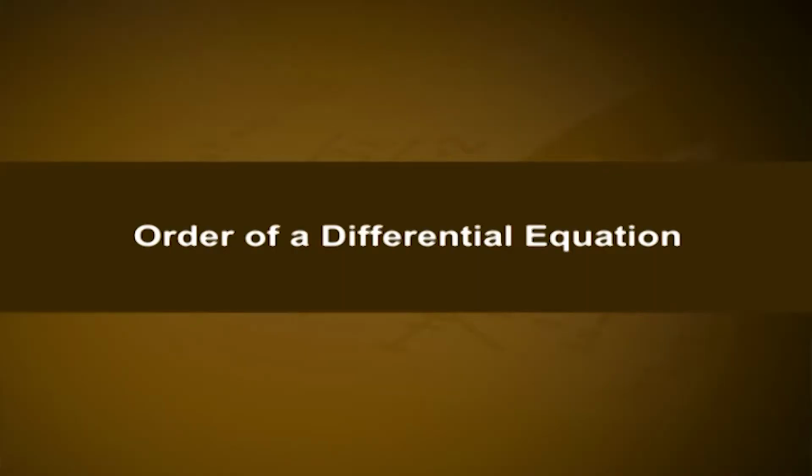Order of a differential equation. The order of the highest order derivative involved in a differential equation is called the order of the differential equation. For example, x d²y/dx² + dy/dx + xy = 0 is of second order. v + m dv/dm = v² is of first order. ∂⁴φ/∂x⁴ + 2 ∂⁴φ/∂x²∂y² + ∂⁴φ/∂y⁴ = f(x,y) is of fourth order.